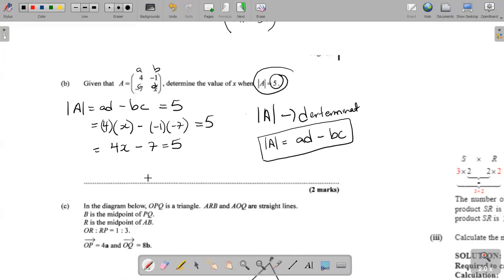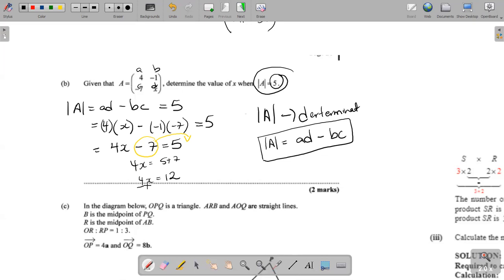And I'm telling you, if you cannot transpose this linear equation, that's not a good sign. So I'm going to start. If I want to find x, I'm going to get rid of -7 first. When I move it over, it's going to become the opposite. So you're going to end up with 4x is equal to 5 plus 7, which is 12. X is equal to 12.